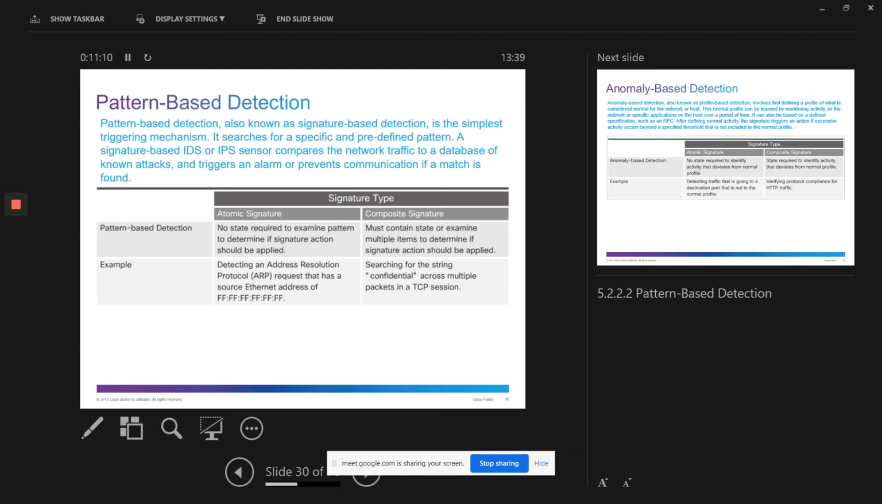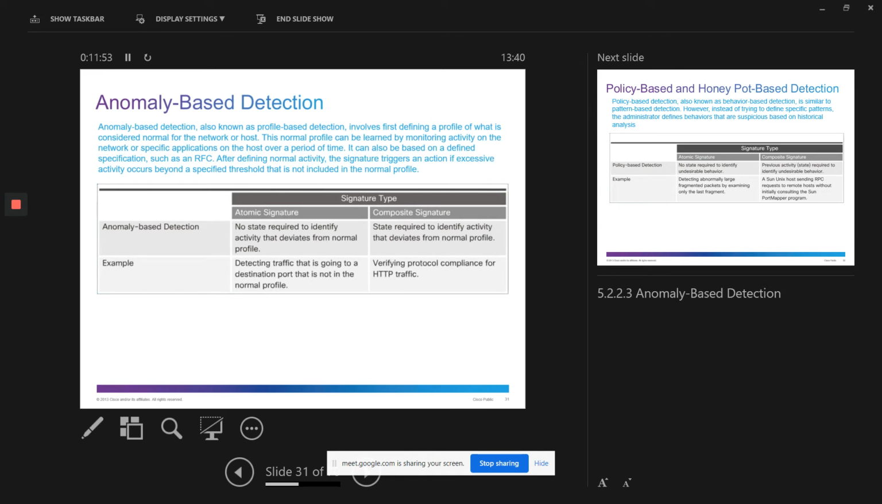Okay, so in simplest terms, in pattern-based detection, you have patterns which you get from the database, which is managed by Cisco, and if anything matches that pattern, then it raises the alarm or it stops the communication. Okay. So that's your pattern-based detection. Again, there are two types that we discussed before: atomic, which is by packet, and you have a composite signature as well that examines multiple items or a series of activities or processes. Okay, so there are two.